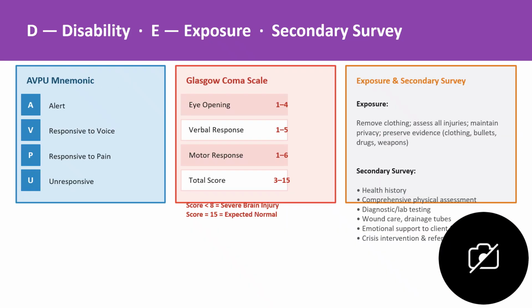For the disability and exposure, there's the ABPU mnemonic: A for alert, B for responsive to voice, P for responsive to pain, U unresponsive. And for GCS, Glasgow Coma Scale, eye opening 1 to 4, verbal response 1 to 5, motor response 1 to 6, total score is 3 to 15. So a score less than 8 is severe brain injury. Let's move to the next slide.